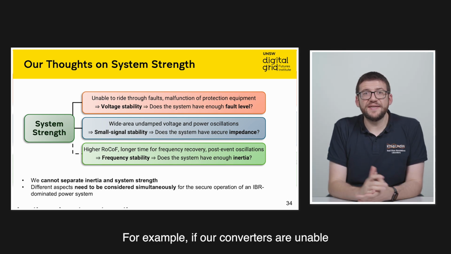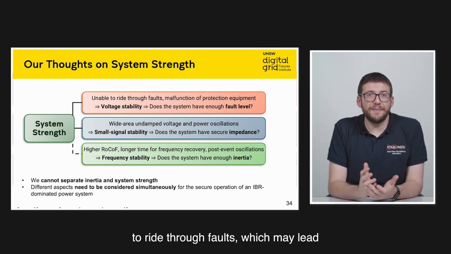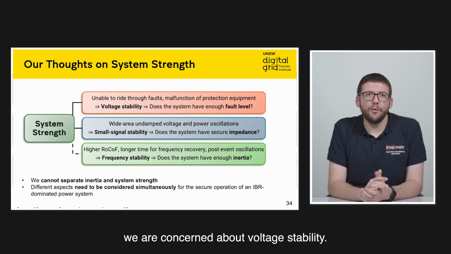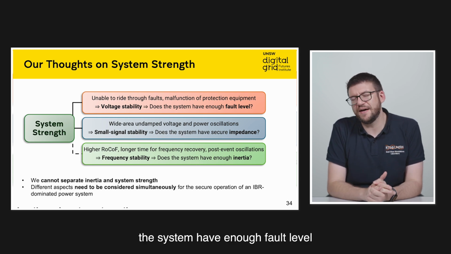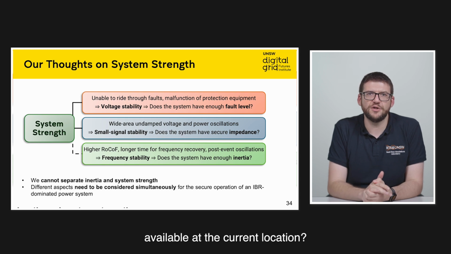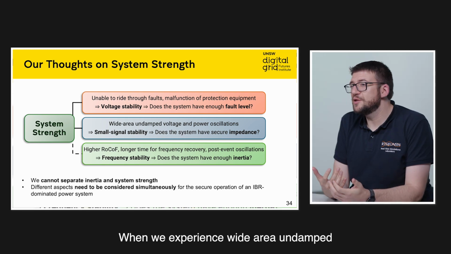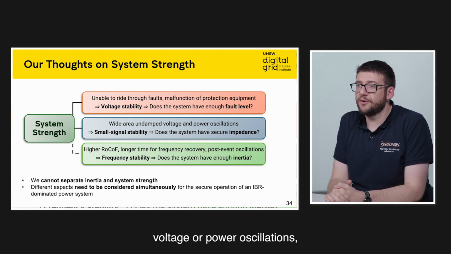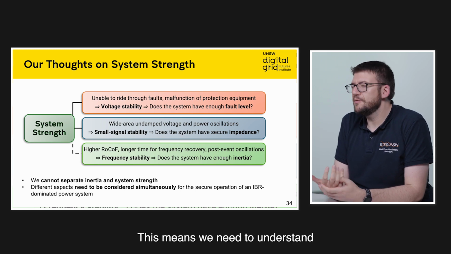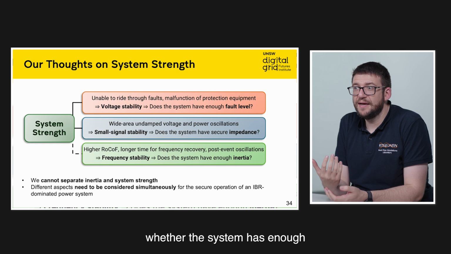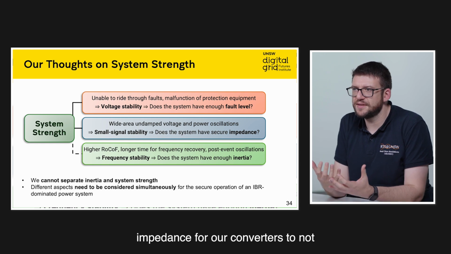For example, if our converters are unable to ride through faults, which may lead to malfunction of protection equipment, we are concerned about voltage stability. So we really need to think, does the system have enough fault level available at the current location? When we experience wide area undamped voltage or power oscillations, we need to look into the small signal stability of our system. This means we need to understand whether the system has enough impedance for our converters to not experience any of these instabilities.